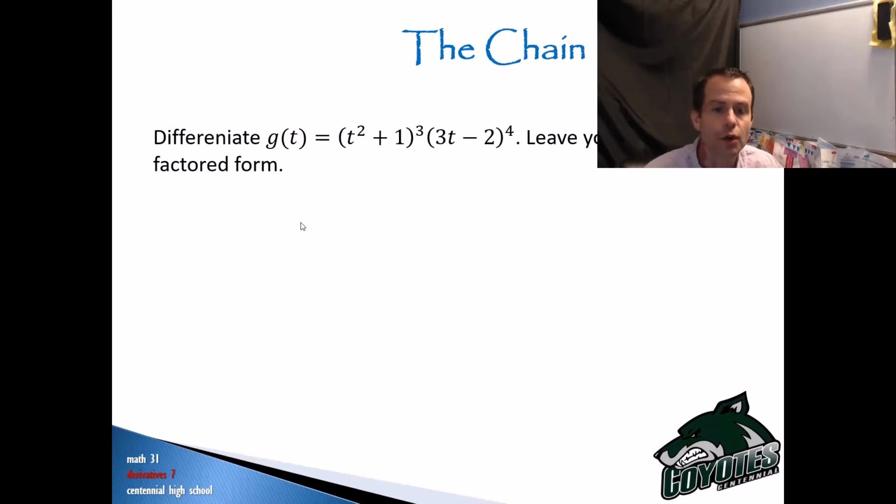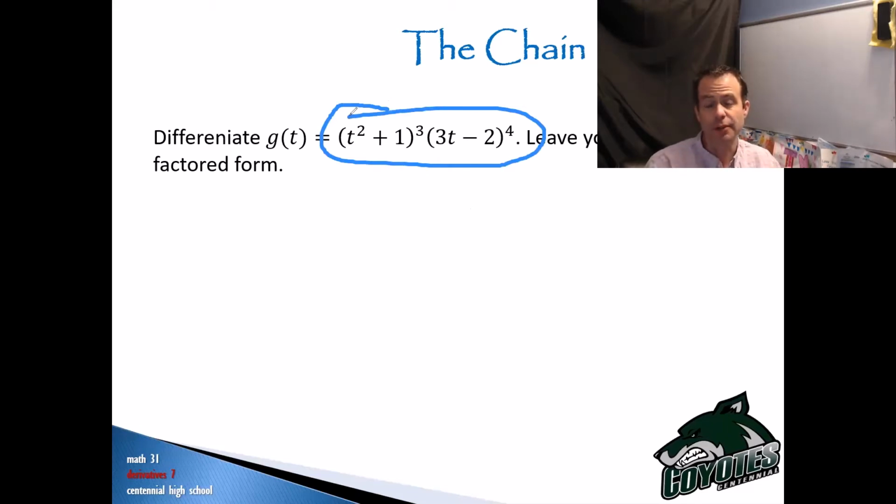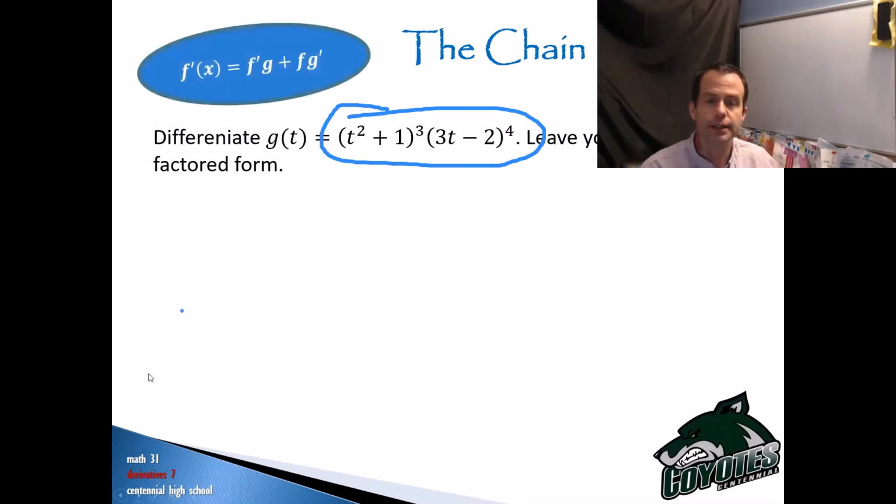Okay, so overall, what I need you to see here is I've got something times something there, right? And so that's the product rule. So the product rule states the derivative of my function will be the derivative of f times g plus f times the derivative of g. Now inside here though, we're going to have to use the chain rule.